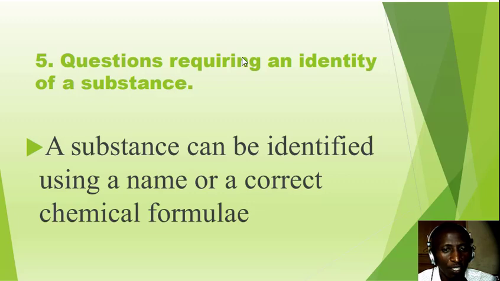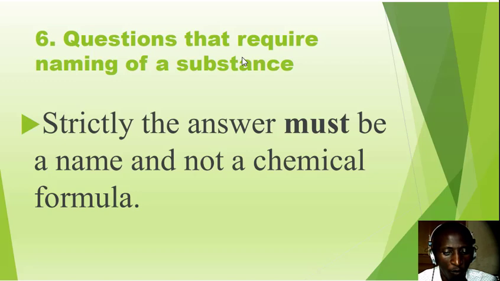However, number 6, questions that require naming of a substance. For example, a question may be asked, name one byproduct in the Solvay process. Here, we must strictly answer the question by providing the name and not, I underline the word, not the chemical formula. So the correct answer here would be the name calcium chloride and not the chemical formula CaCl2.